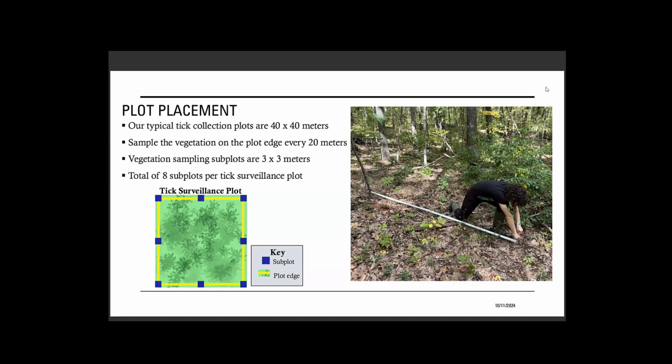And in the picture, there's James placing the plot, and we use a 3 by 3, a 3 meter PVC pipe to make it way easier to place the edges.